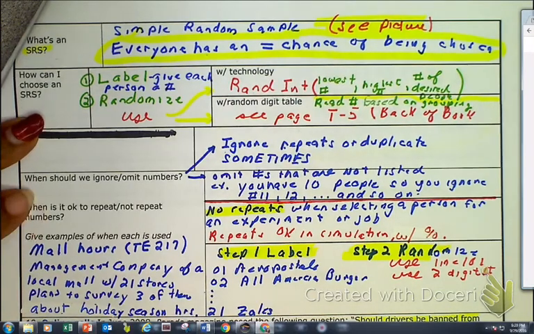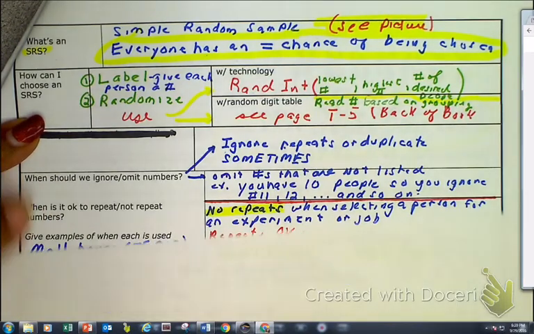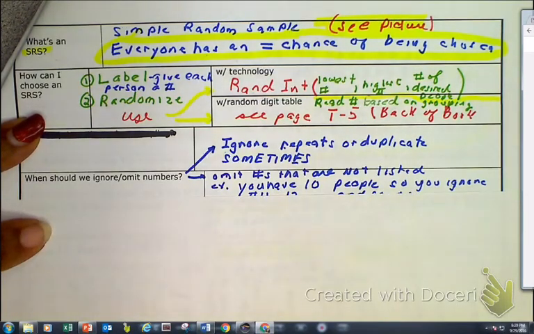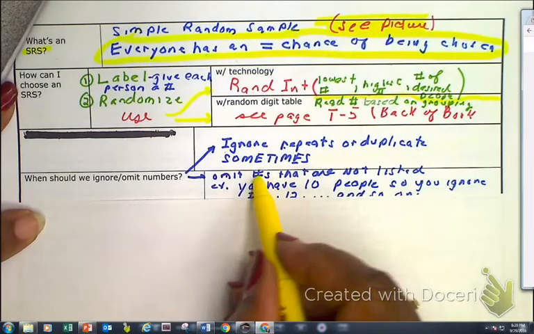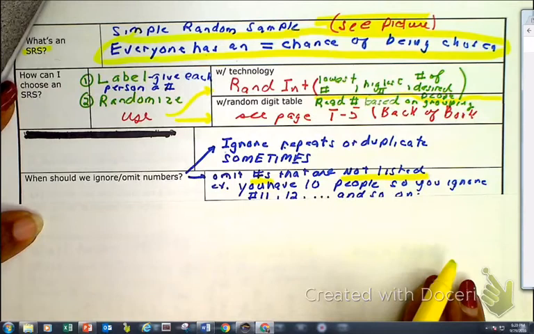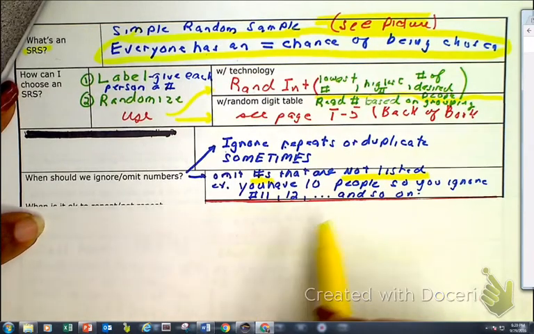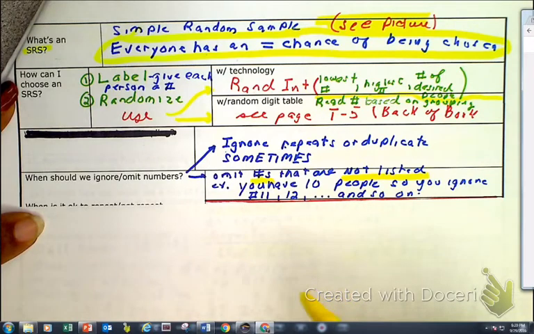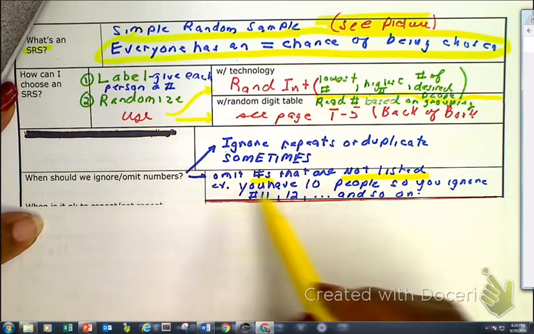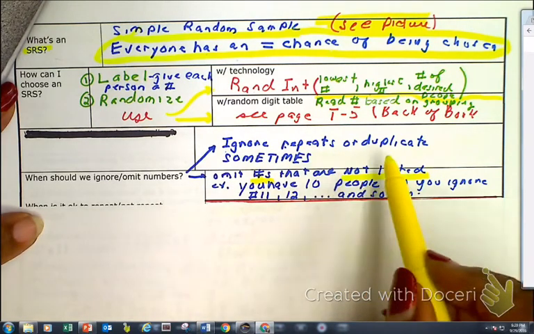So let's talk about these notes that I have going on here. When should we ignore or omit? We should omit numbers that are not on the list. Like I said here, if you've got 10 people, who's the 11th and the 12th person? Oh, they're not on the list. You didn't make it. We should also ignore any repeats or duplicates.